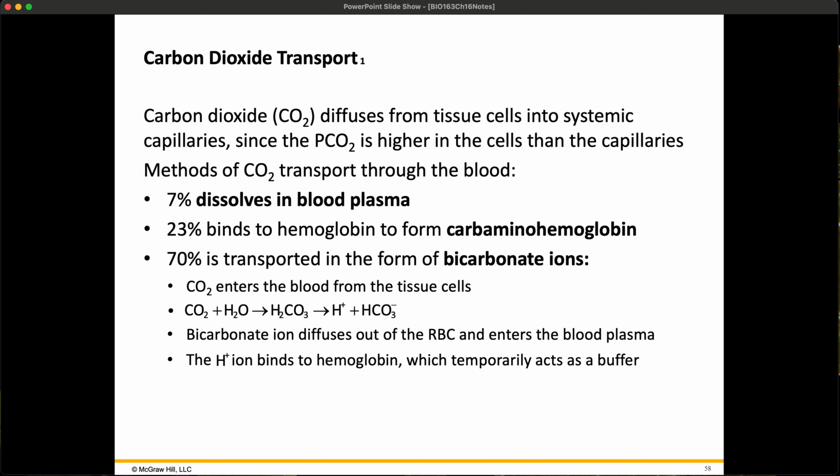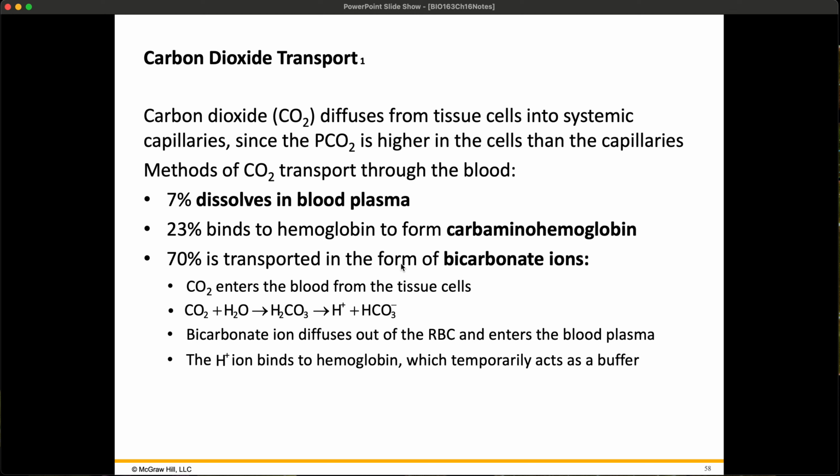So carbon dioxide transport. CO2 transport, most of it tends to be transported as what we call bicarbonate ions. Only about 7% dissolves in blood plasma. 23% binds to hemoglobin. And then again, the vast majority is transported in what we call bicarbonate ions.